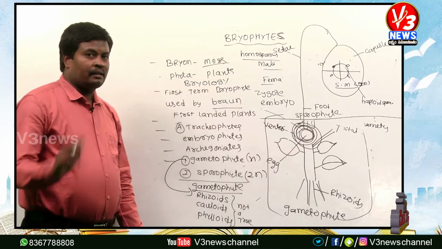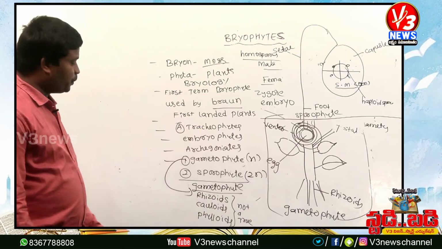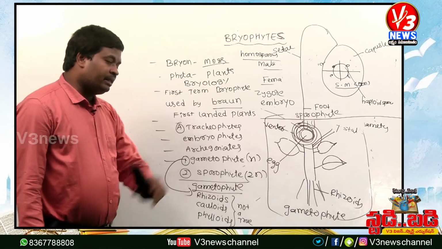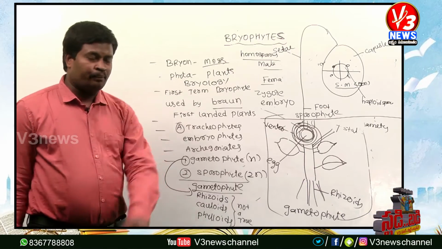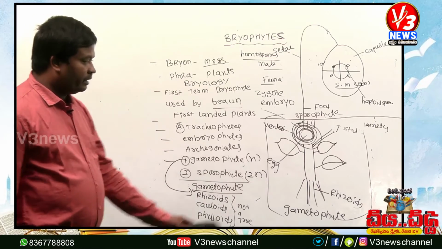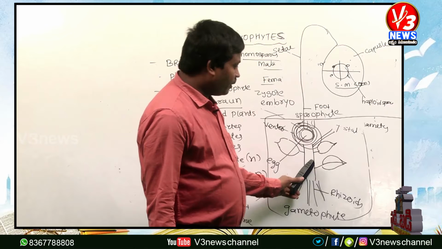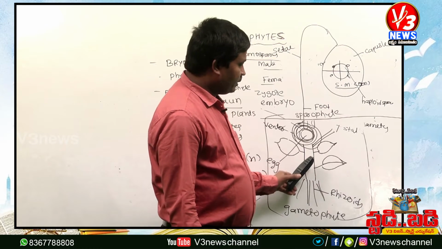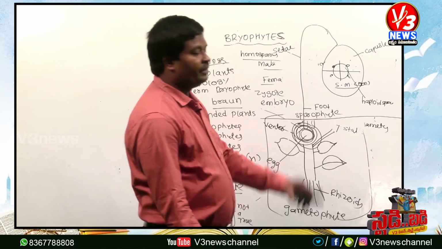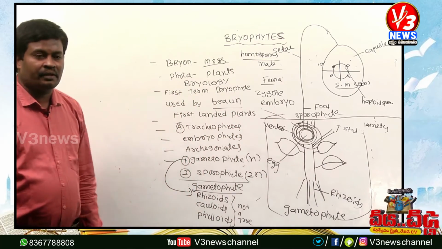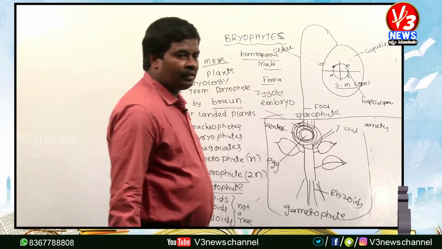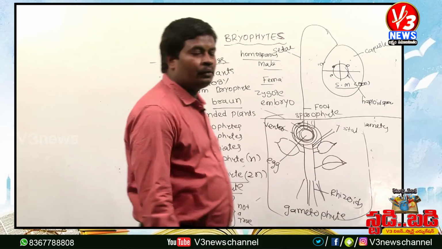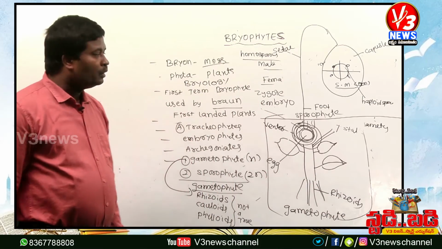Then Bryophyta, there are two stages, gametophyte and sporophyte. Gametophyte is always haploid, sporophyte is always diploid. Gametophyte plant body is differentiated into rhizoid, caulloid and phylloid. Rhizoid means root-like structure, caulloid means stem-like structure, phylloid means leaf-like structure, but they do not possess vascular tissues, because they are not true roots, stems or leaves.